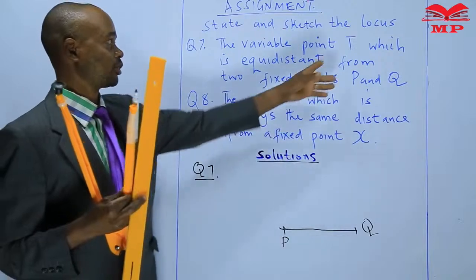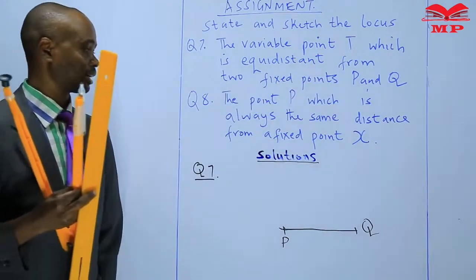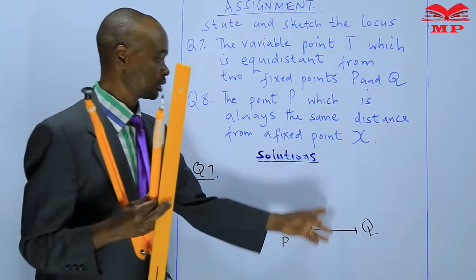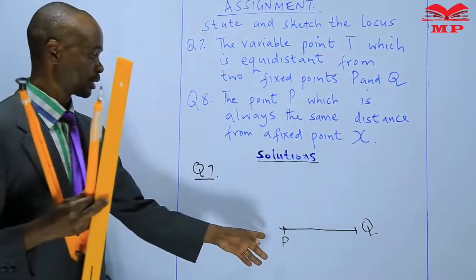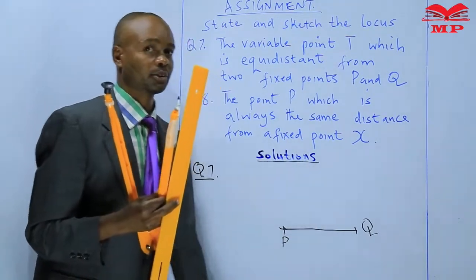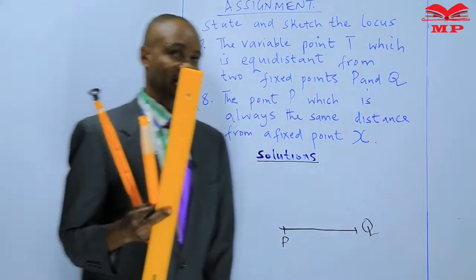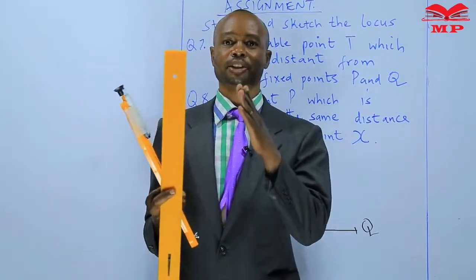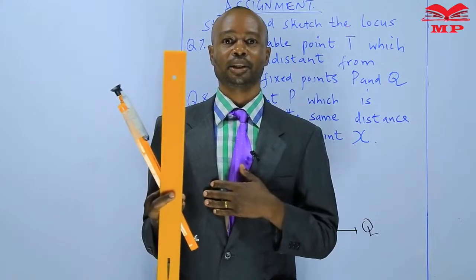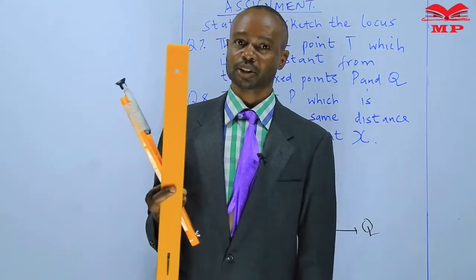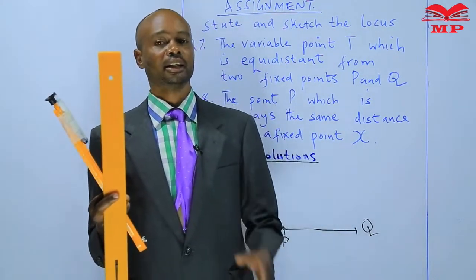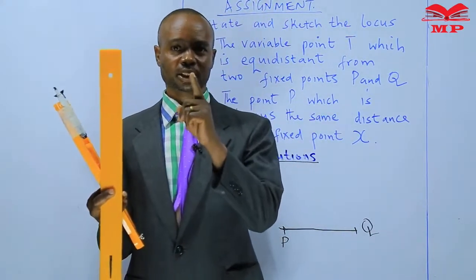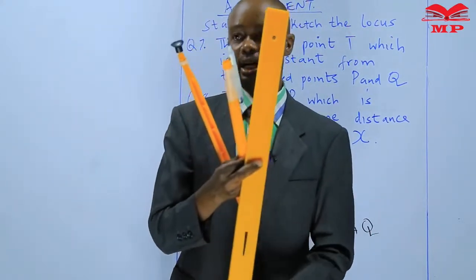So that variable point is the one we have to get. And it should be at equal distances always from point P and Q. In short, they are just actually asking you to get a perpendicular bisector of line PQ. If you get the perpendicular bisector, any point on that line will be at equal distances from point P and Q.